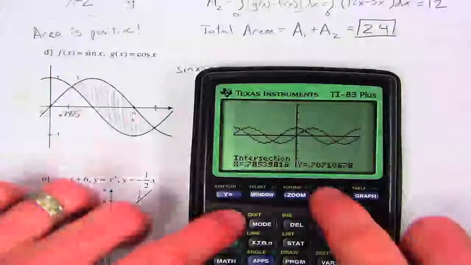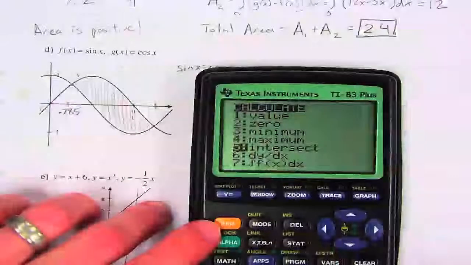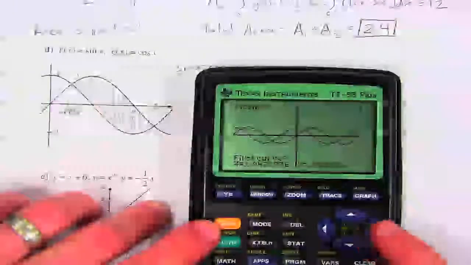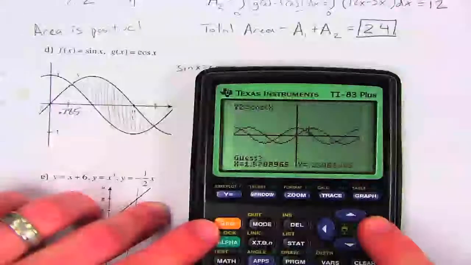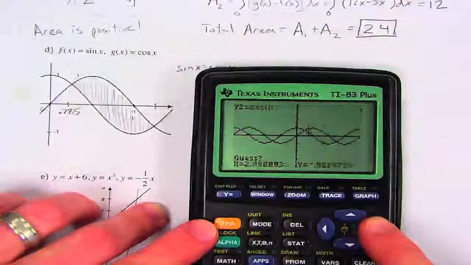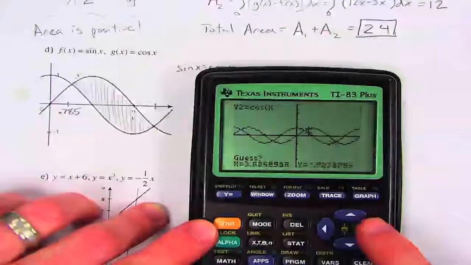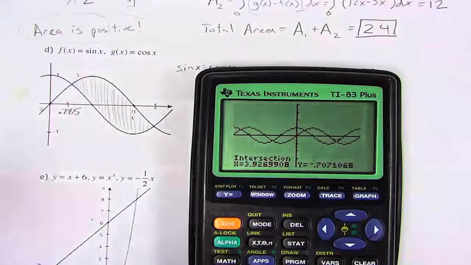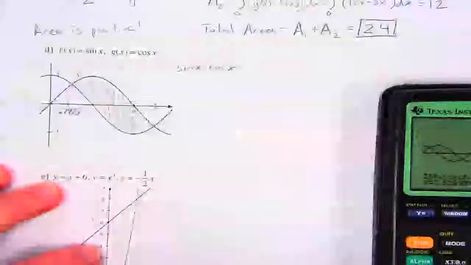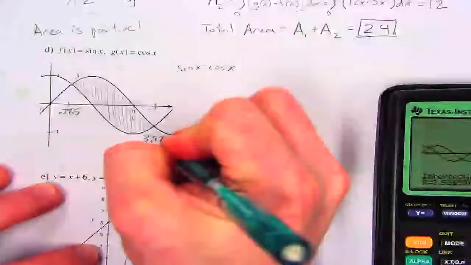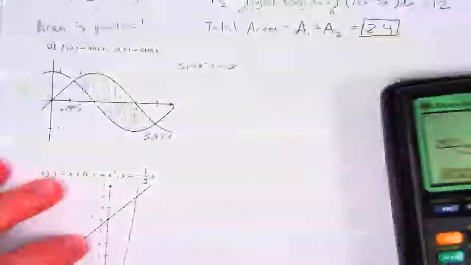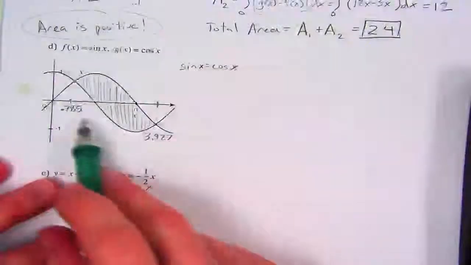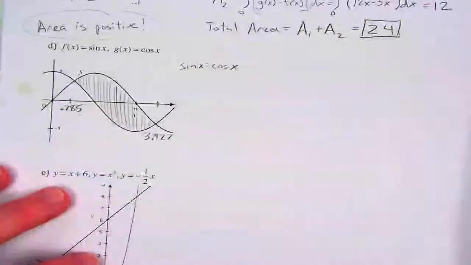And then for our other one, second calculate intersect, first curve, second curve. And 3.927. So if you're not going to go exact, go out at least 3 decimal places here.